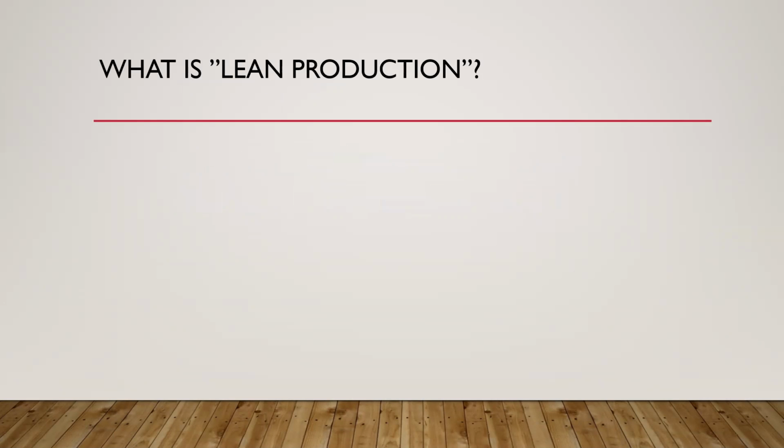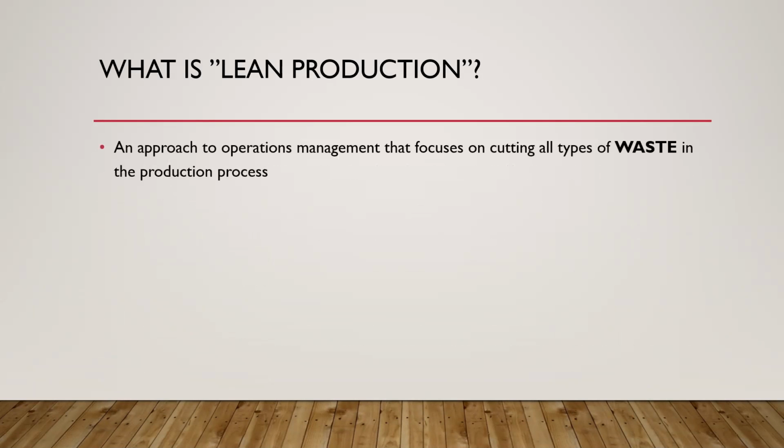So we'll start off: what is lean production? In the Cognigy, they talk about Toyota a lot because in the 1950s, 1960s, I think it was, this is where the idea of lean production came from, a lot of the Japanese companies, particularly Toyota. The whole idea was cutting all waste out of the production process. If you're lean, you're in good shape, you're not carrying any waste around with you. And it's the same for lean production. It's an approach to operations management that focuses on cutting all types of waste in the production process.